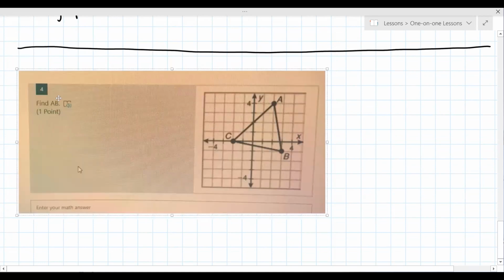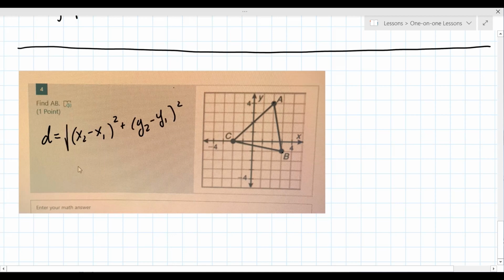All right, so it says find AB. Guessing it's asking for the distance from A to B. Do you recall if the distance formula was covered in this chapter section? Yeah, I think it was. Check. Okay. Yeah, it was.